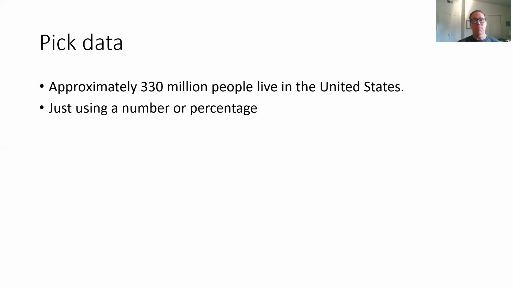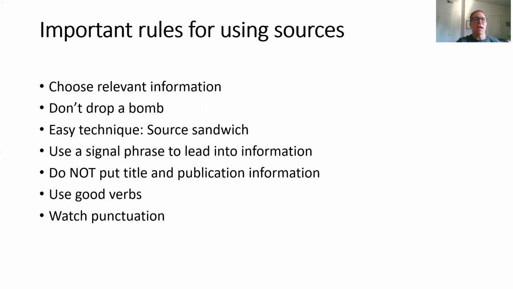You can just pick data. Approximately 330 million people live in the United States. Just take that fact. It didn't come from me, so I have to cite it. I'm going to have to say where that came from. I'm using a source, but I'm just putting the fact in there. Okay, just using a number or percentage. Okay, so those are good ways to use sources. Now, a couple of important rules with this.